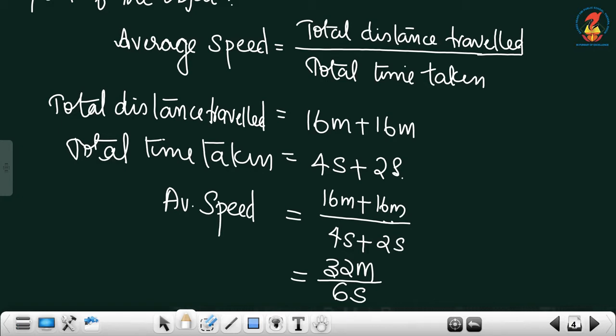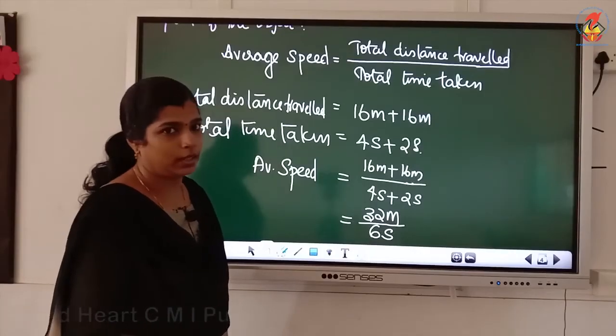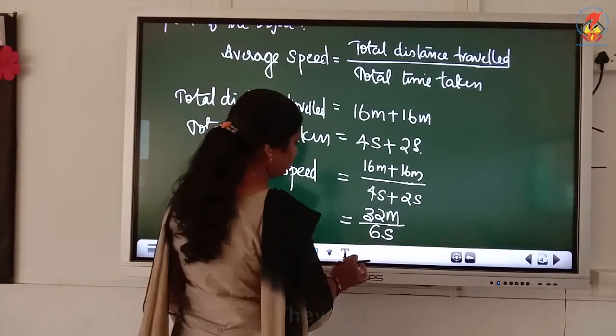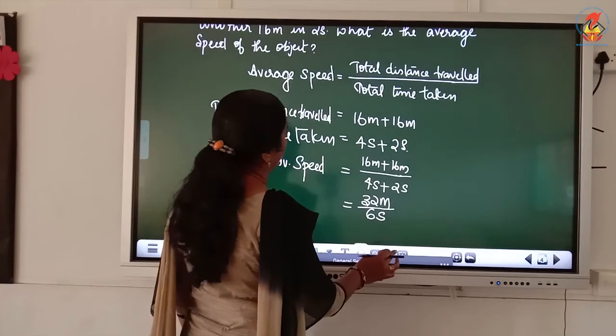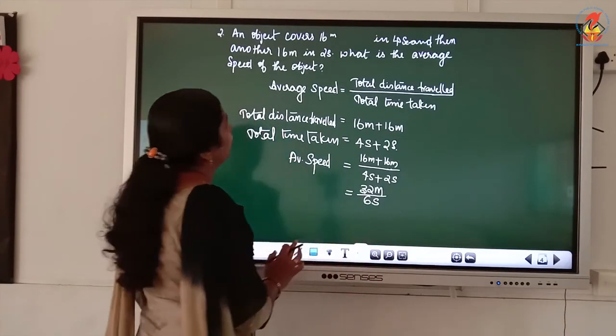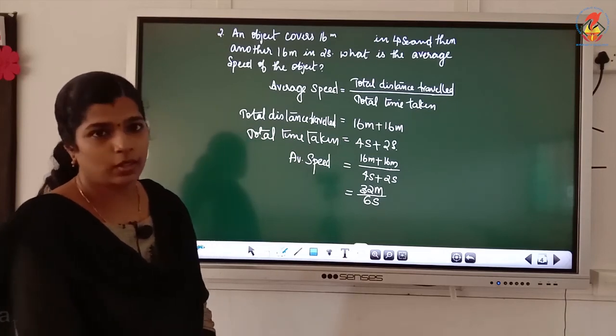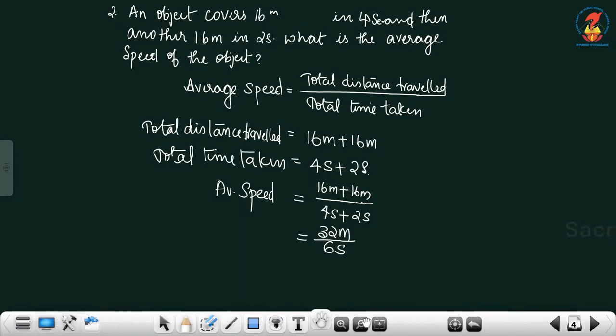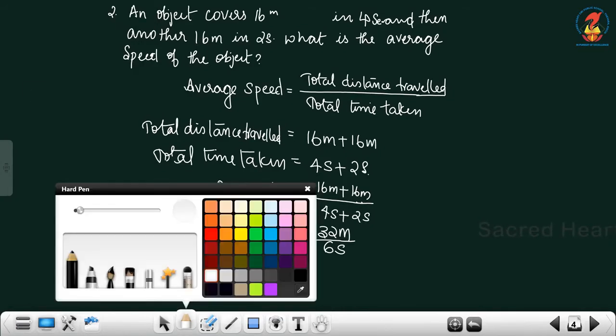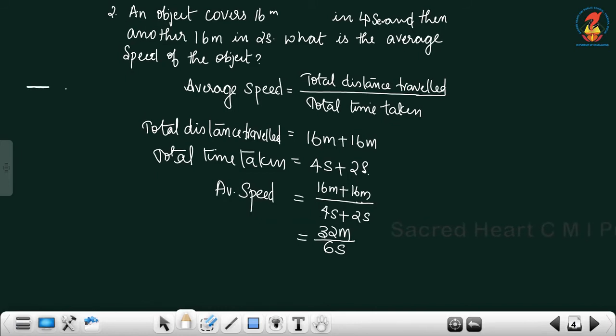When you divide it, you will get the answer in decimals. So, how will you do this one? Total distance traveled divided by total time taken. That is the equation to find average velocity. Suppose you consider from here. This one is A, B, C. 16, 16, 4, 2. That's clear.